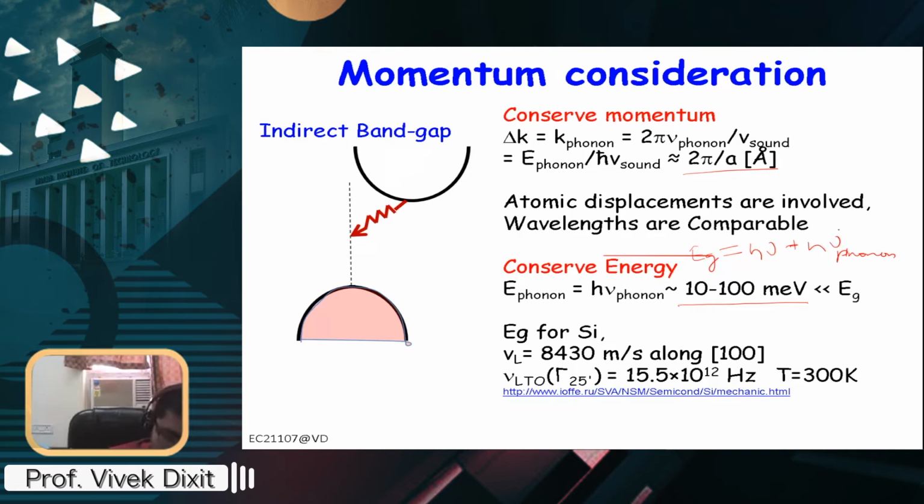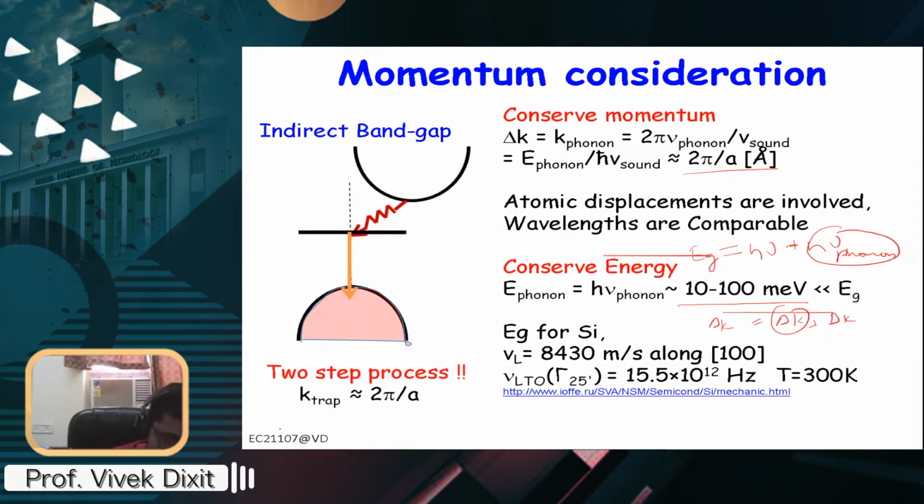Now, for the energy part, you can ignore the energy of the phonon. For the momentum part, or delta K part, you can ignore the delta K of the photon. You can see here how the transition takes place. The electron from the conduction band comes to the trap level, and from the trap level it goes to the valence band. This process is called a two-step process.